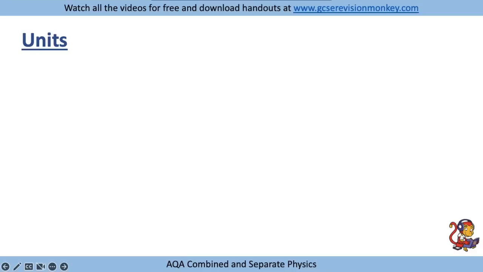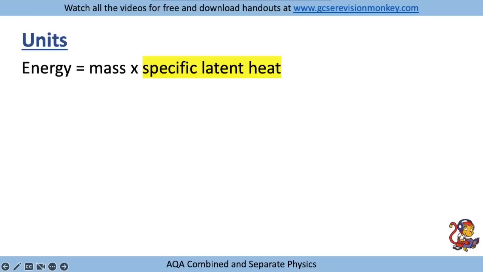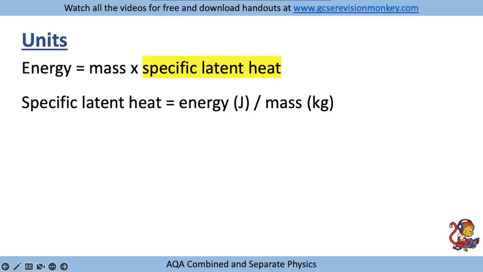And the final one that you can work out this way rather than remembering is specific latent heat. So if you rearrange this equation, specific latent heat is equal to energy divided by mass. So energy is in joules, mass in kilograms, so it will equal joules over kilograms. So those are some units that you can work out using the equations if you forget what the units are.